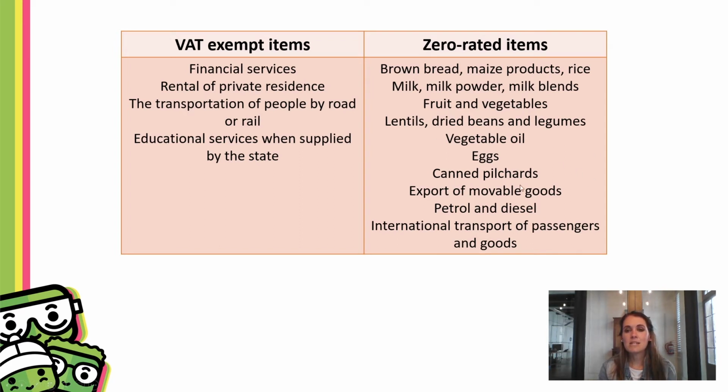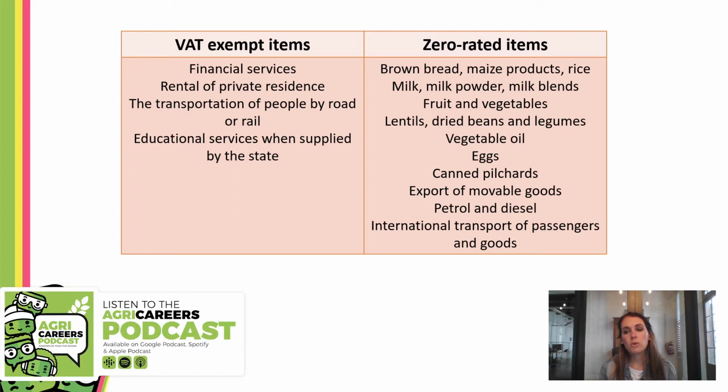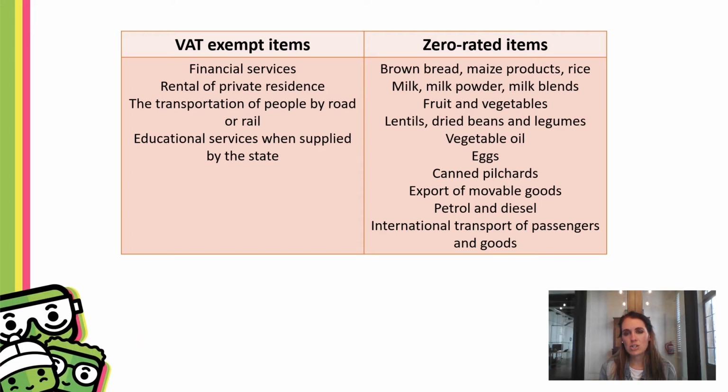Zero rated items are your normal basic food items: bread, milk, fruit, vegetables, lentils, eggs, canned pilchards, and then export of movable goods, international transport of passengers, and petrol and diesel. This is again important: there is VAT on 0%. It's important to realize that the 0% is VAT. They can decide to change the 0% to 2%. They changed our 14% VAT to 15%. So it is changeable, but at the moment it is still 0%.